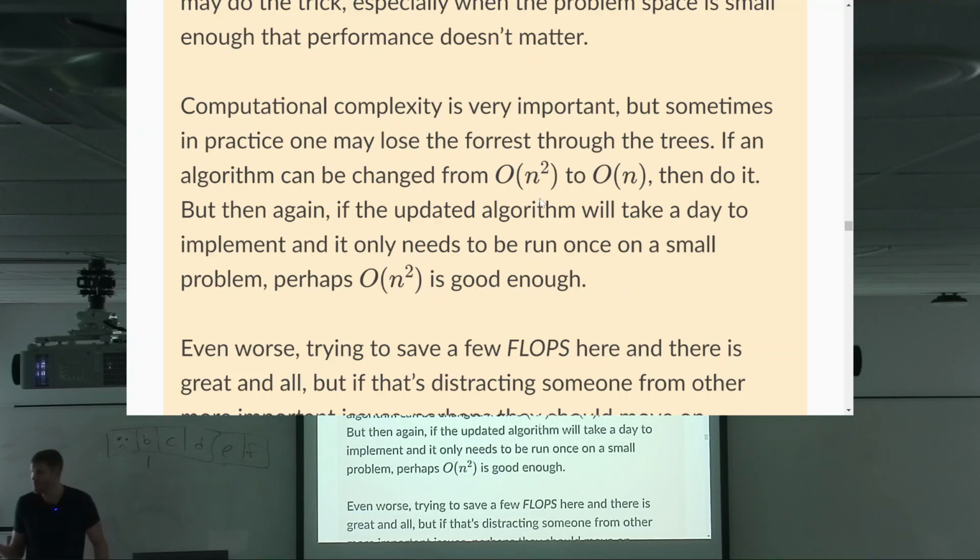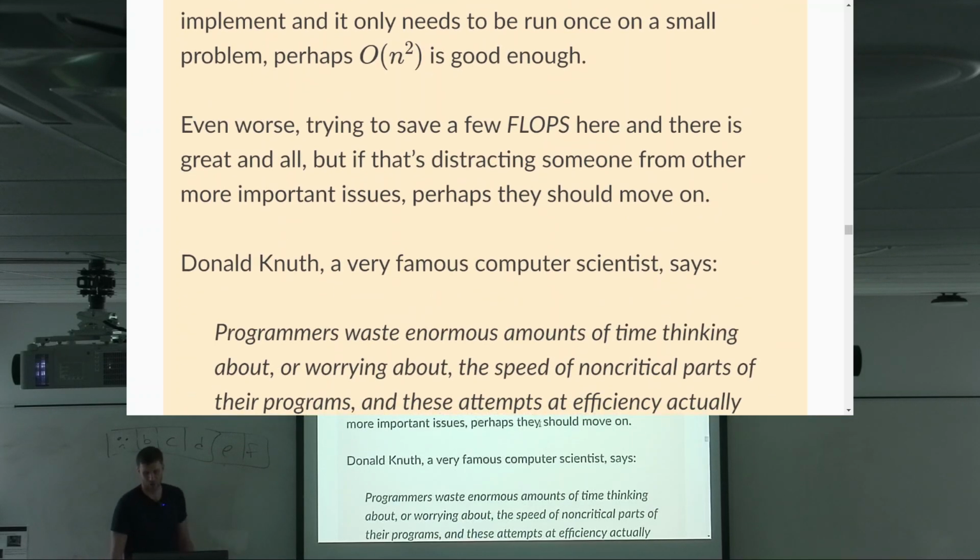Computational complexity is a very important idea, but sometimes in practice, we lose sight of the forest for the trees. We start to focus so much on optimizations where it doesn't really matter, trying to save a few flops. Does anyone know what flop means? Floating point operation, right? Saving that is great and all, but sometimes it's not worth it.